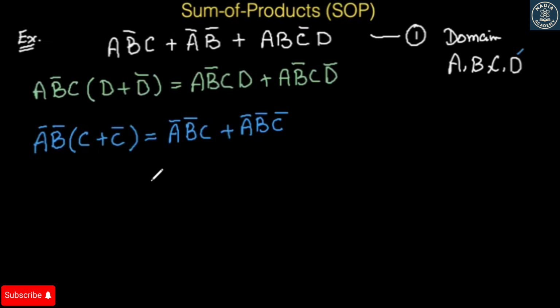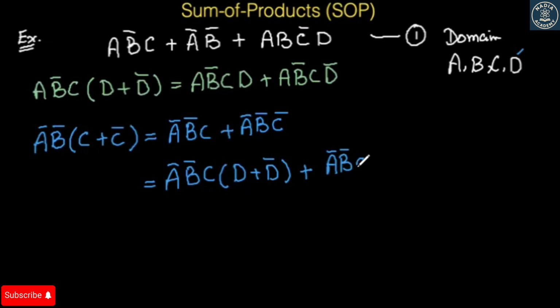So we are still missing D. So with these both terms, we are going to multiply with (D + D bar). So the result will be the following: A bar, B bar, C times (D + D bar), now plus A bar, B bar, C bar times (D + D bar). Now expand the brackets.